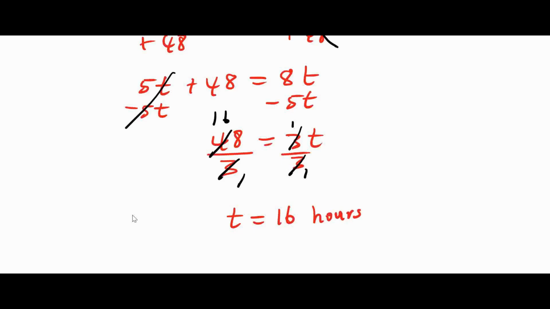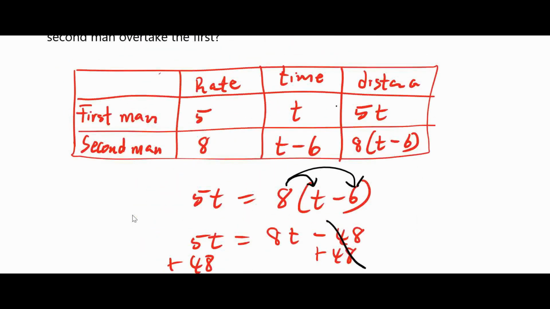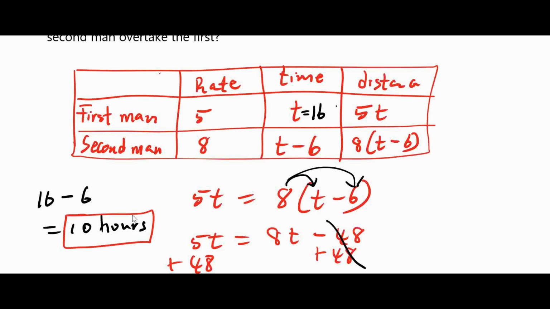So now let's go back to the table. So the first man spent 16 hours, and the second man will spend 16 minus 6, which is equals to 10 hours. So the second man is going to spend 10 hours before overtaking the first man. So this is the answer to this question, and I hope this makes some sense. All right, let's go on to the next question.